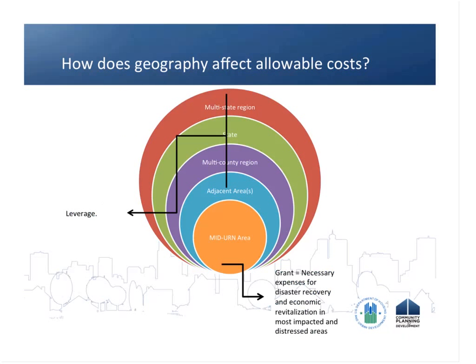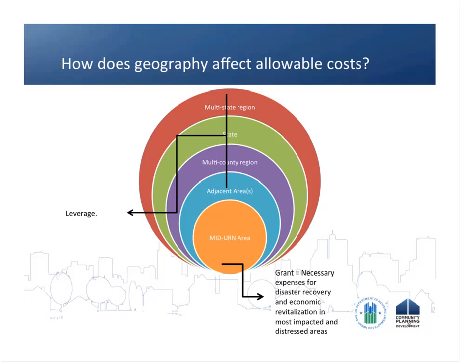How does geography affect allowable costs? When you look at the Phase 1 webinar, this particular graphic is going to repeat a few times in slight variations. Geography affects allowable costs by, you have that in the center circle, or the smallest circle, the most impacted and distressed area with unmet recovery needs. This is the area that you have proposed that meets the threshold. It's a sub-county area, a group of areas that meet the threshold.